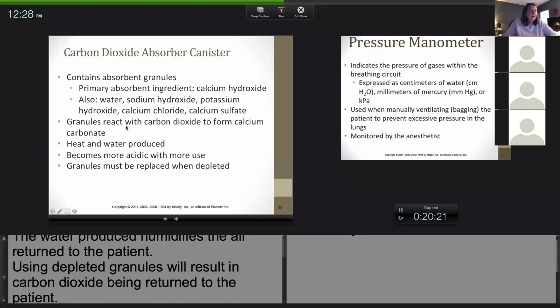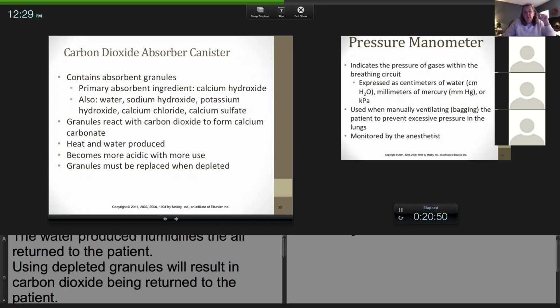Carbon dioxide reacts with calcium hydroxide, which is the active ingredient in the soda lime. And the granules will react and remove the CO2. Sometimes you will see condensation build up in there. Heat and water are produced by that chemical reaction. So sometimes you will see humidification, and that's just normal.